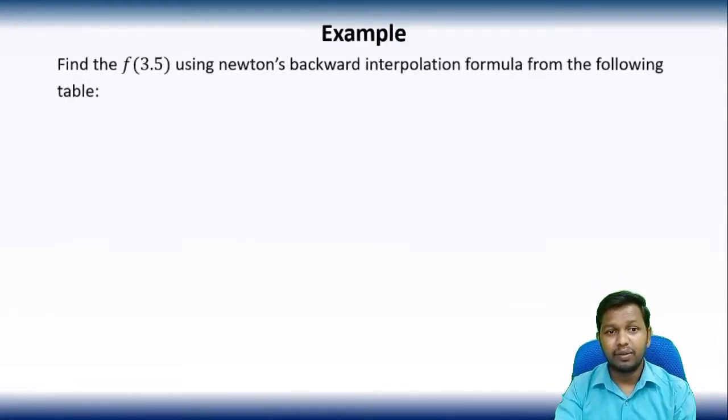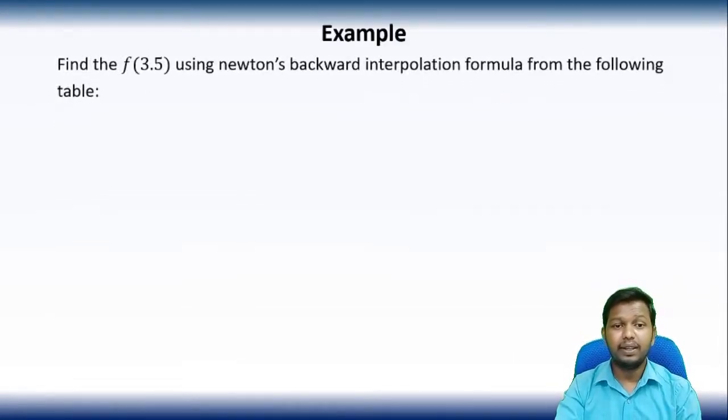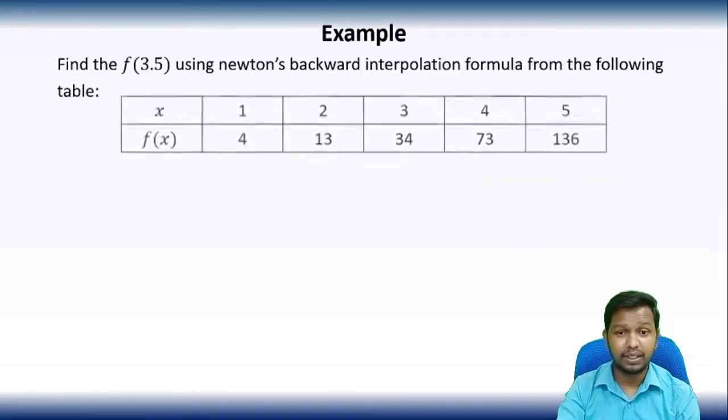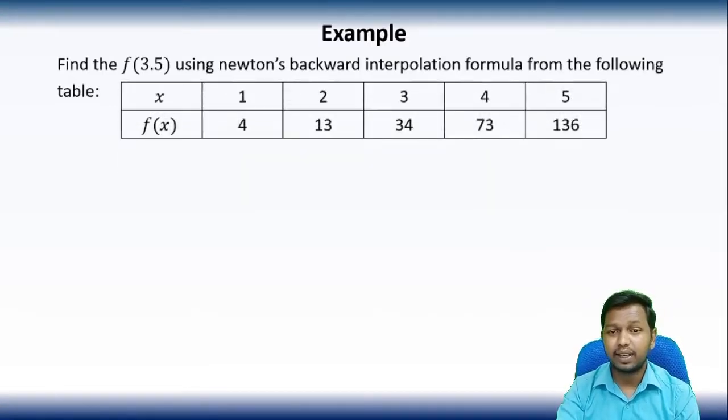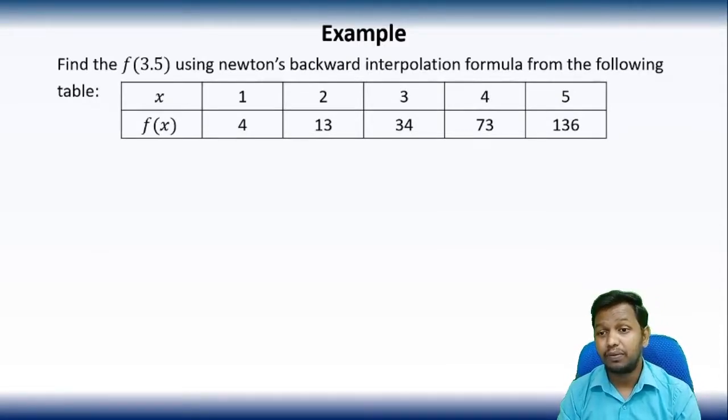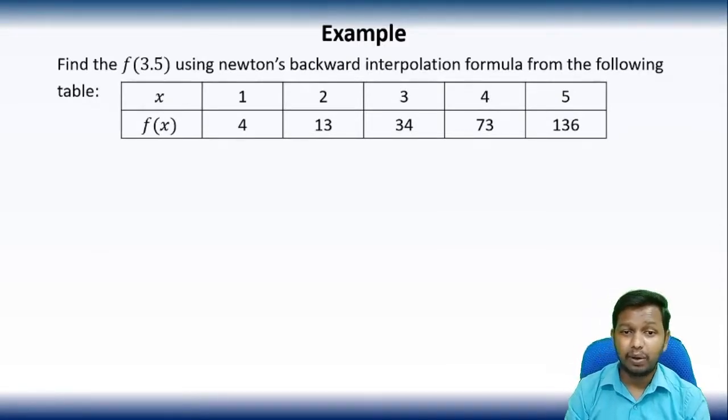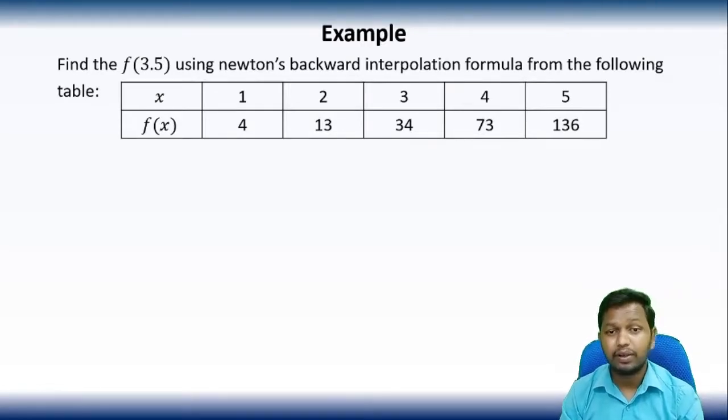Similarly, see one more problem. Find the value of f of 3.5 using Newton's backward interpolation formula from the following table. The table is given like this. X has 1, 2, 3, 4, 5. Corresponding functional values are 4, 13, 34, 73 and 136.